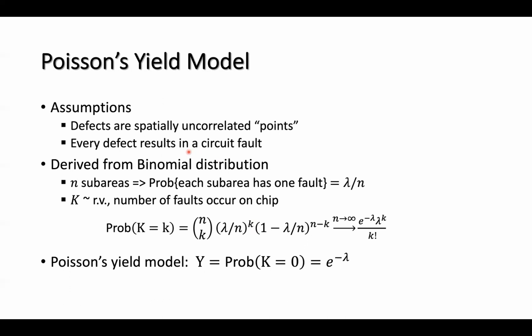Poisson's model can be derived from the binomial distribution. If we divide the chip into n sub-areas, because they are statistically independent, the probability of each sub-area having one fault would be lambda divided by n. We let k be a random variable that represents the number of faults on this chip, then k satisfies the binomial distribution. If we let n go to infinity, the binomial distribution becomes the Poisson distribution. And Poisson's yield model is simply when k equals 0, then the probability becomes the yield. It will be e to the power of minus lambda, a very simple formula.